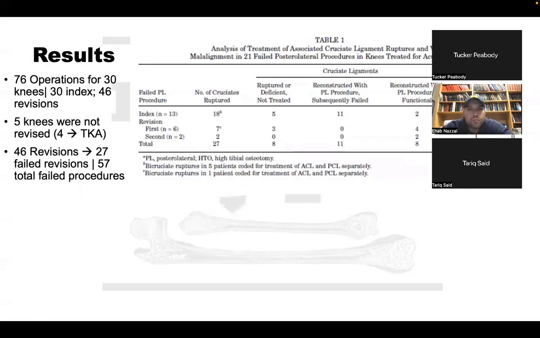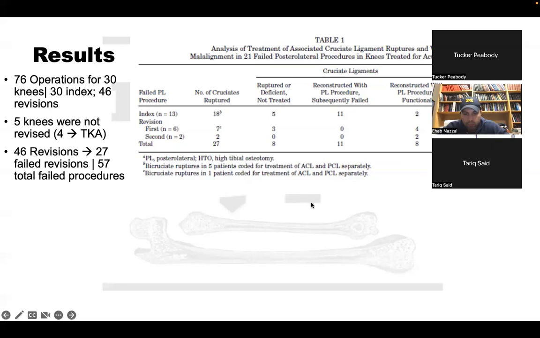And so in terms of results, including the 30 index operations, there were 46 revisions done. 5 of the patients were not revised. 4 of them went on to have TKA instead because they had concomitant severe osteoarthritis and were indicated, and 1 of them actually opted to just avoid surgery altogether. Of those 46 revisions, 27 of them had failed revisions. And so in total, this was 57 total failed procedures between revisions and the index operations.